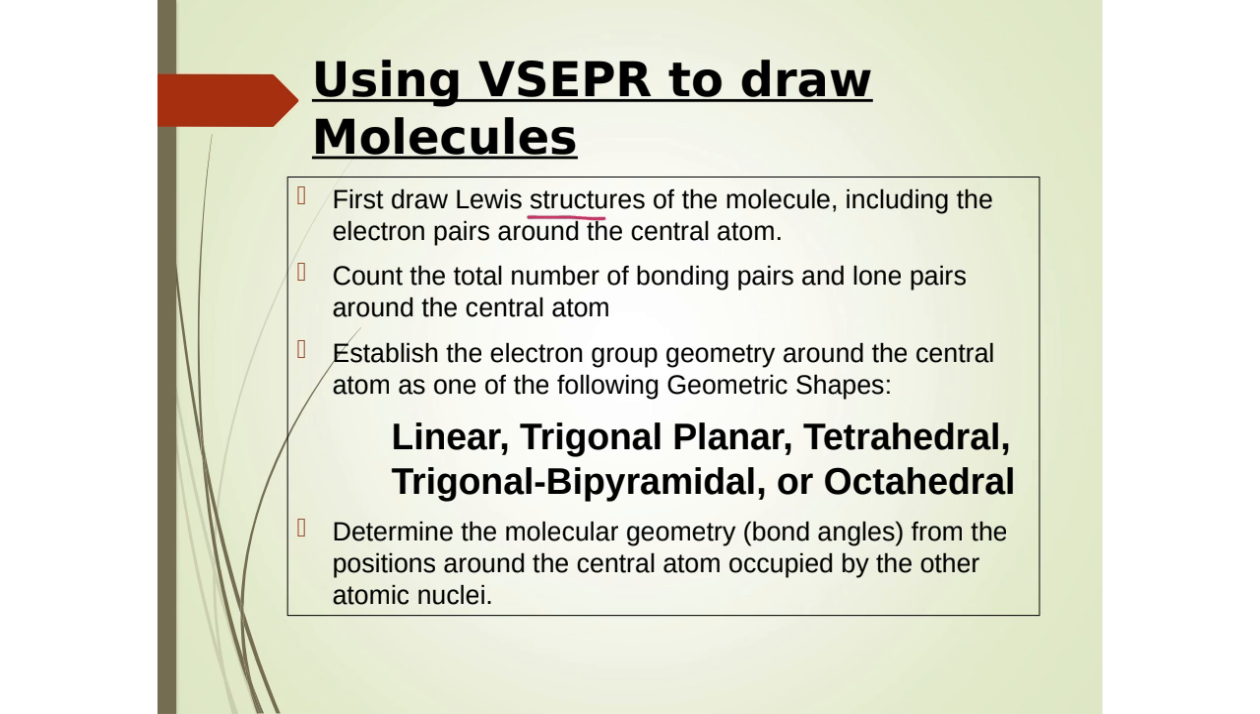And then what we do is around the central atom, we count the total number of bonding pairs and lone pairs of electrons. So you count them up. And then depending on how many electron pairs are around that central atom, you are going to fall into one of these 5 shapes. So linear, trigonal planar, tetrahedral, trigonal bipyramidal, or octahedral. And based on these shapes, there's going to be very specific bond angles that your bonded atoms and your lone pairs are going to assume around the central atom.